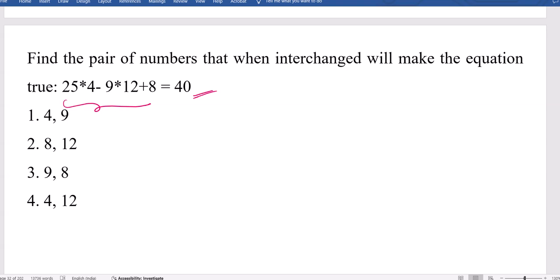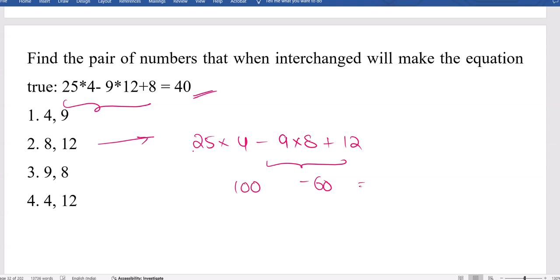Second option, okay, we'll try. So 8 and 12 should be interchanged, that's what your friends are suggesting. 25 into 4, so here 8 and here 12. Yeah, it's proper. You can see this is ending with 2, this is ending with 2. Subtracting, we got -60 here. This is 100, we got 40. Yes, option 2 is correct.